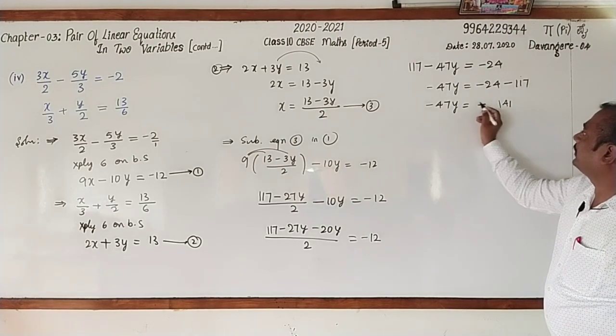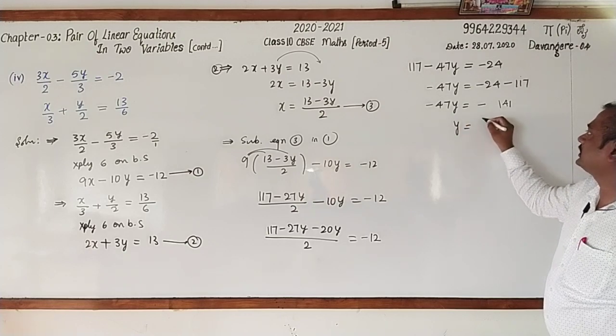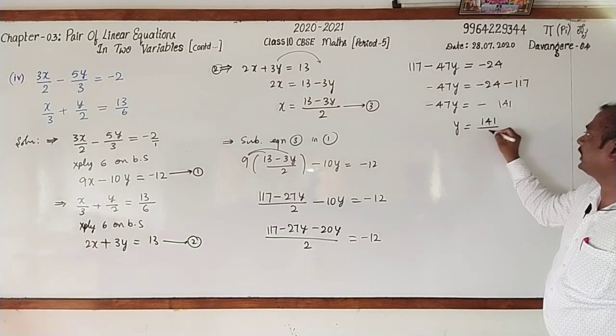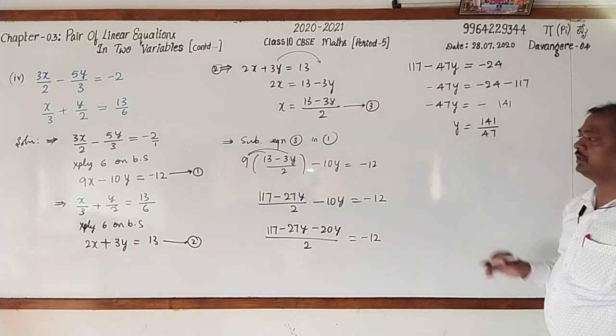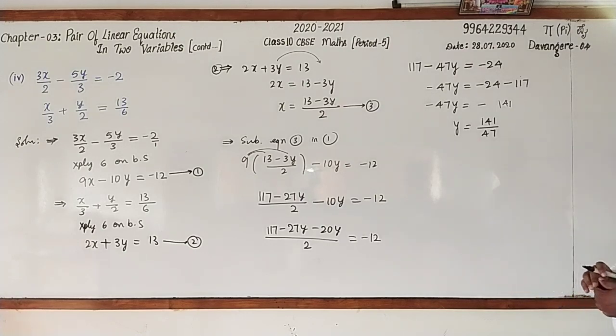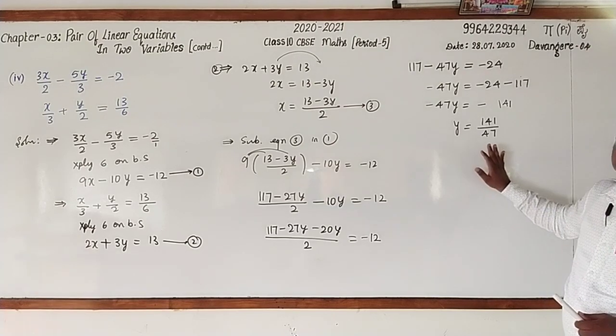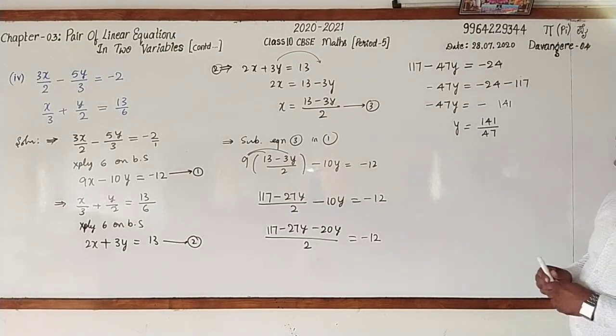Then, minus minus get cancelled. Y is equal to 141 by 47. Is it possible to cancel? Check that. Have you got? Yes, it is.